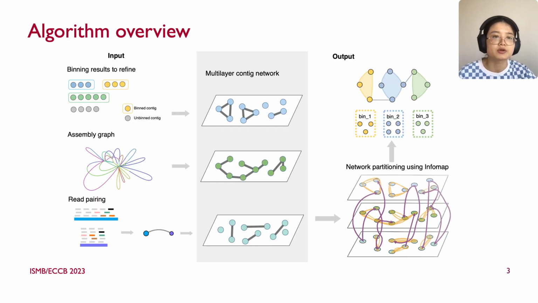The basic algorithm is very straightforward. It relies on the network data structure for clustering, and it expects three types of user input: the binning result to refine, the assembly graph, and the paired end reads to contig alignment file. So we make each of the three into a network, and the nodes will be representing the contigs. And then we combine all the networks into a multilayer network, which will be passed on to an algorithm called InfoMap for clustering. And based on that result, we can write out the new bins.